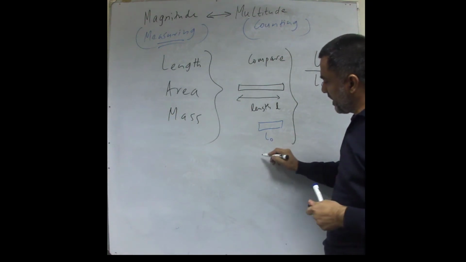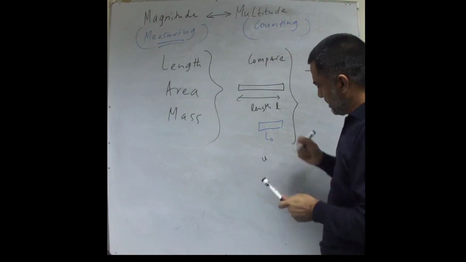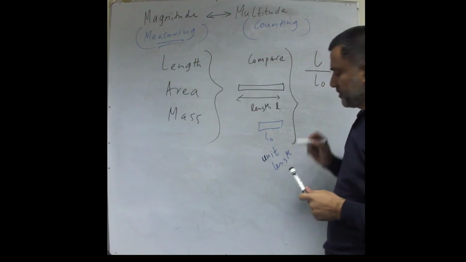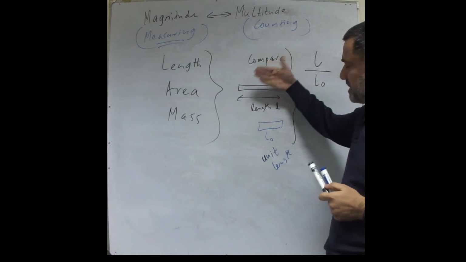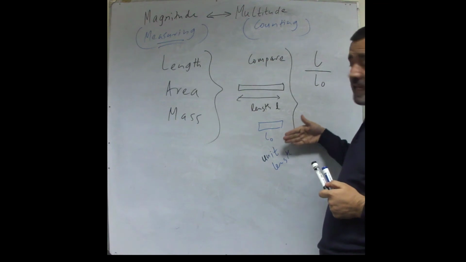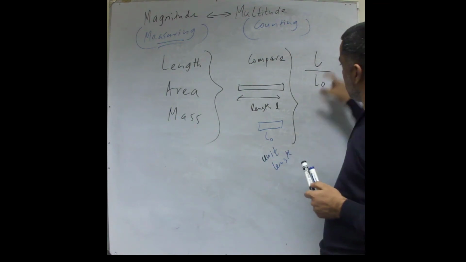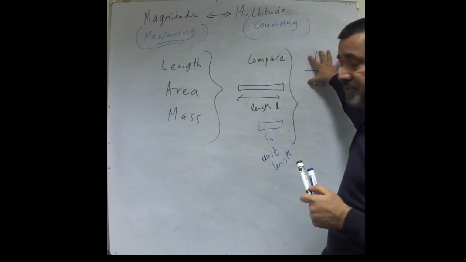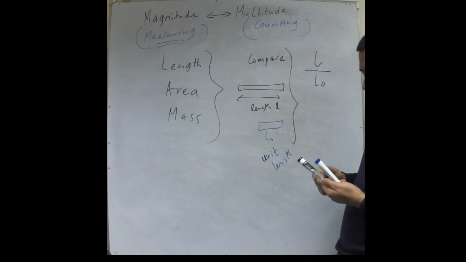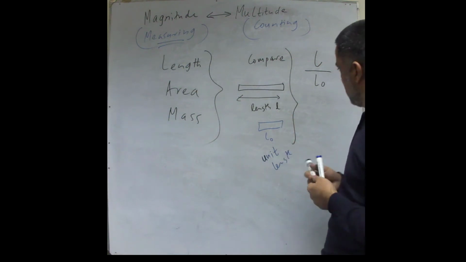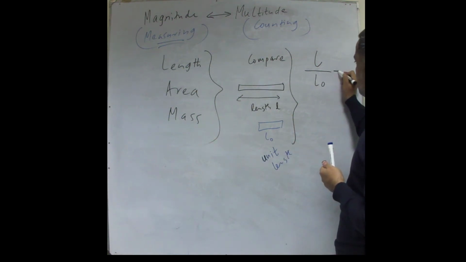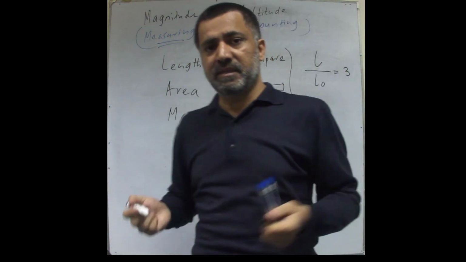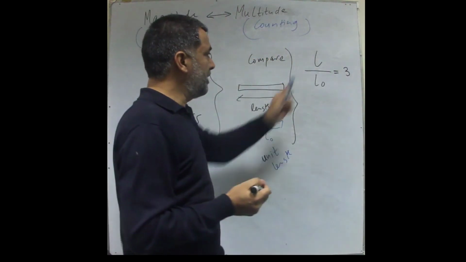This standard will be called a unit length. So I want to compare this actual length with the unit or the standard length, because they both have the same nature, they are both lengths. So this ratio will simply be a number. If that number comes out to be 3, then you can say my length is 3 units.